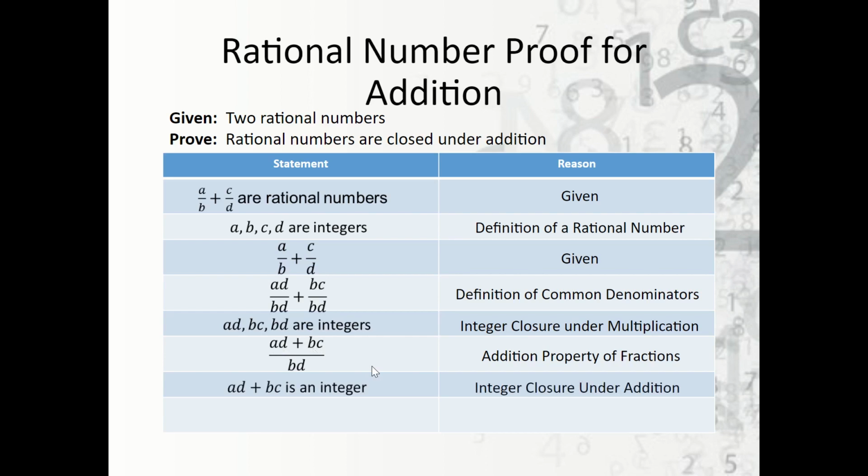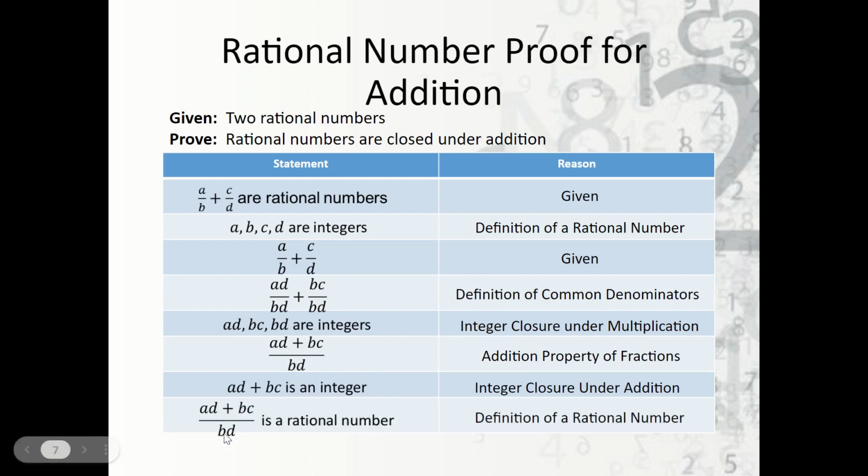So anytime we add two integers together, we know that we end up with another integer. So we already stated that this was an integer and this was an integer. We add them together, we get another integer. So that means that this part up here and this part down here are both integers, which means that it's a rational number. And the reason for that is just the definition of a rational number. Remember, a rational number definition says that the numerator is an integer and the denominator is an integer. We proved that this is an integer and this is an integer, therefore it is a rational number.